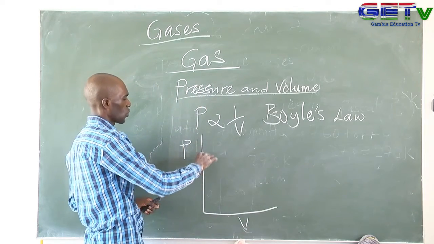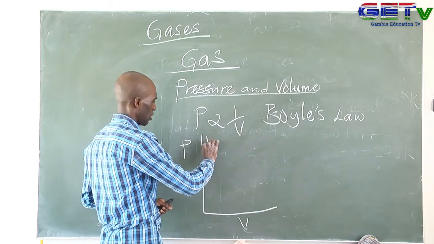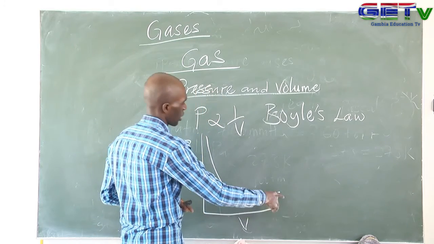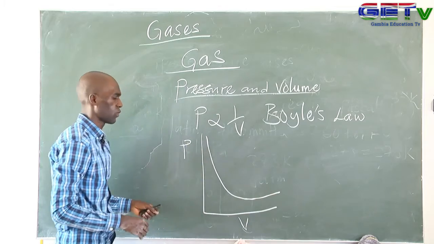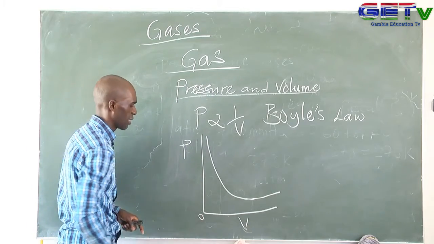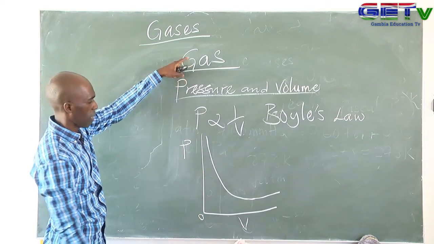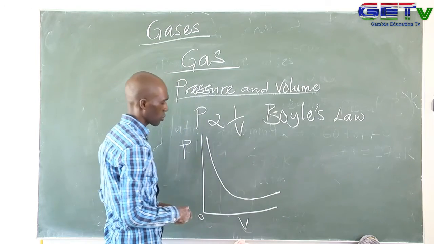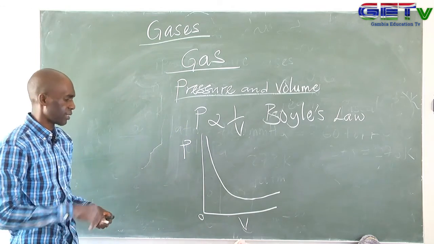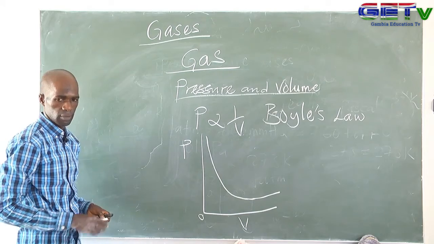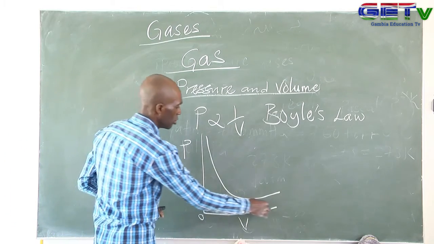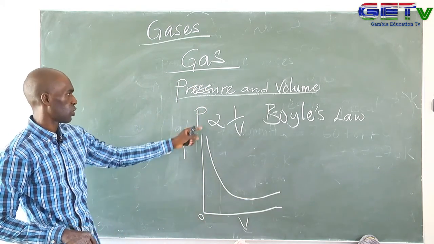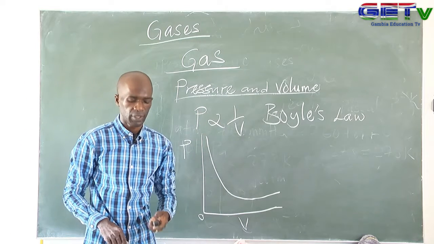So the graph shows that as P increases, V is reducing. But as V increases, P is reducing. P is increasing from the margin, that is from 0 going up. And then V is increasing from 0 going towards the right. The graph is a summary of the relationship between P and V.